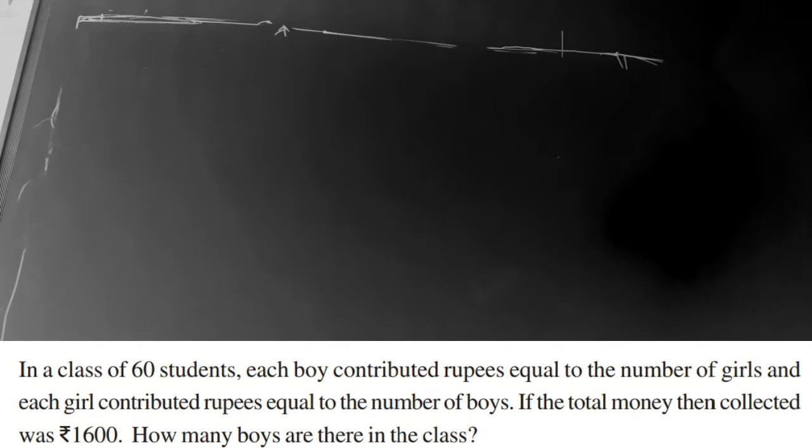Very interesting question. In a class of 60 students, each boy contributed rupees equal to the number of girls and each girl contributed rupees equal to the number of boys. If the total money collected was 1600, how many boys were there in the class? The question is very simple and very easy.